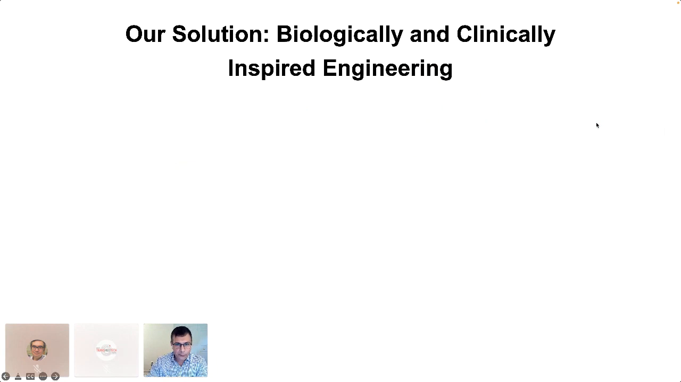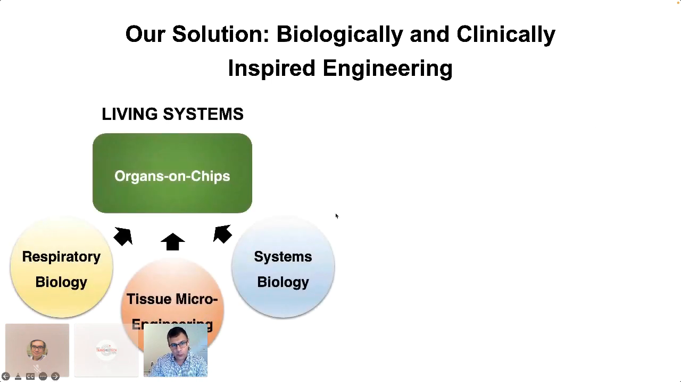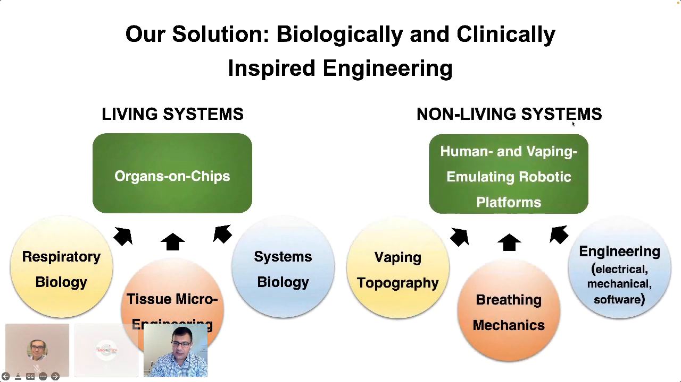So the way we approach this, given these pressing needs and challenging preclinical platforms, is that we do two ways. We do a living system approach, where we develop organ-on-chip technologies by bringing together respiratory biology, tissue microengineering, and systems biology. And the non-living system, which is our robotic aspect, to emulate what humans vape or inhale as part of exposure to the environment. And we mimic something called vaping topography. That is, the parameters associated with the vaping.